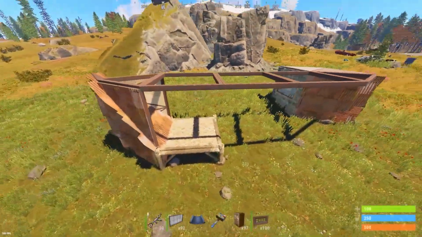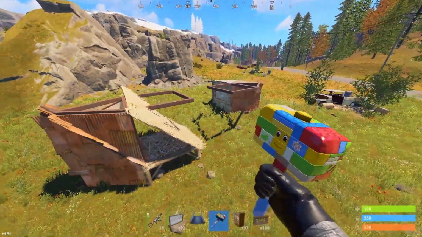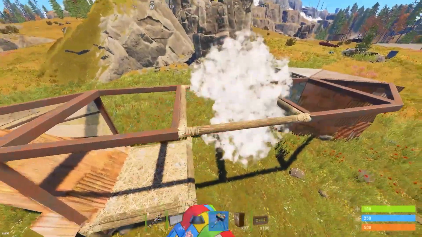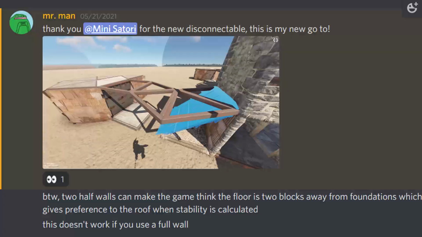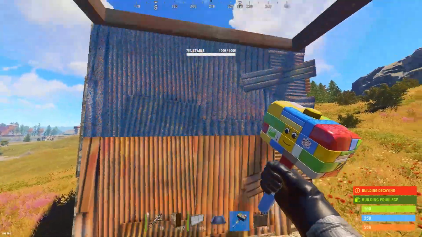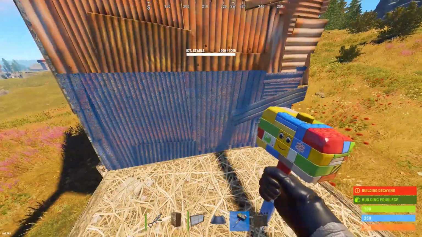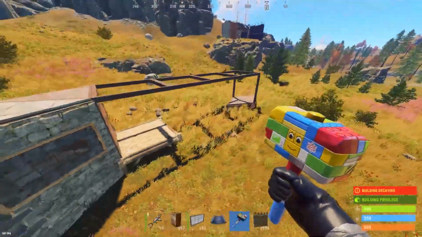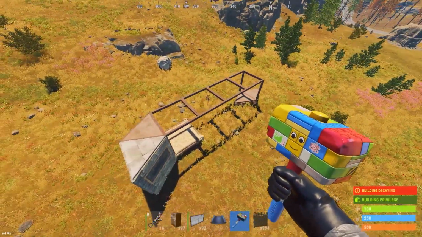Now this is the one that I posted previously. The only issue is it's a little bulky, but it's still completely fine. Anyways, this new one was shown to me by someone named Mr. Man, and it uses a quirk with half walls. Now, he did his best to explain it to me through DMs as to why this works, so I will be doing my best as well.